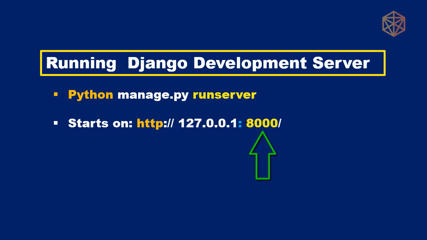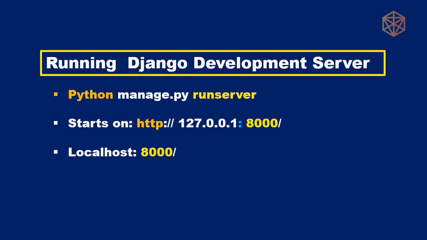So the URL will be 127.0.0.1:8000. This is also represented as localhost. So the 127.0.0.1 is also known as localhost.